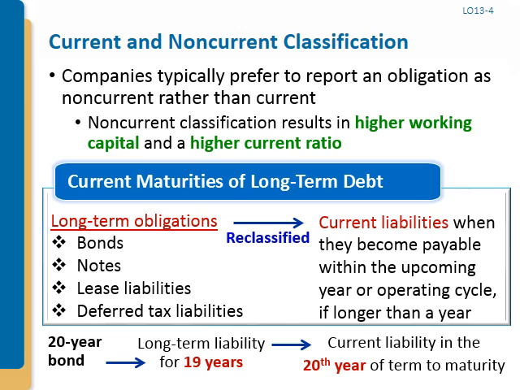Long-term obligations, bonds, notes, lease liabilities, deferred tax liabilities, usually are reclassified and reported as current liabilities when they become payable within the upcoming year or operating cycle if longer than a year. Each year, the amount of payable the next year is reclassified from non-current to current. For example, a 20-year bond will be classified as non-current for 19 years, but then classified as current in its 20th year.